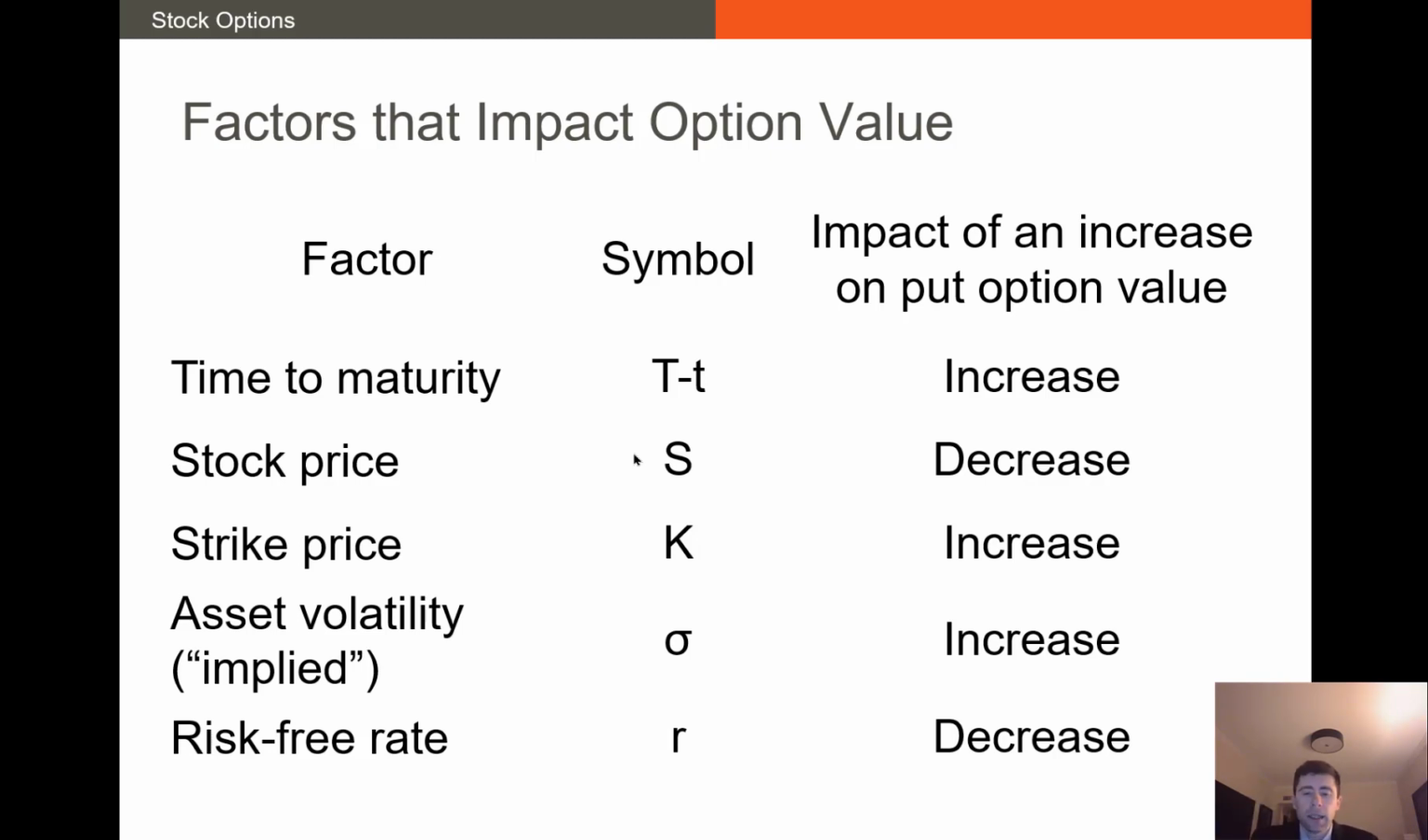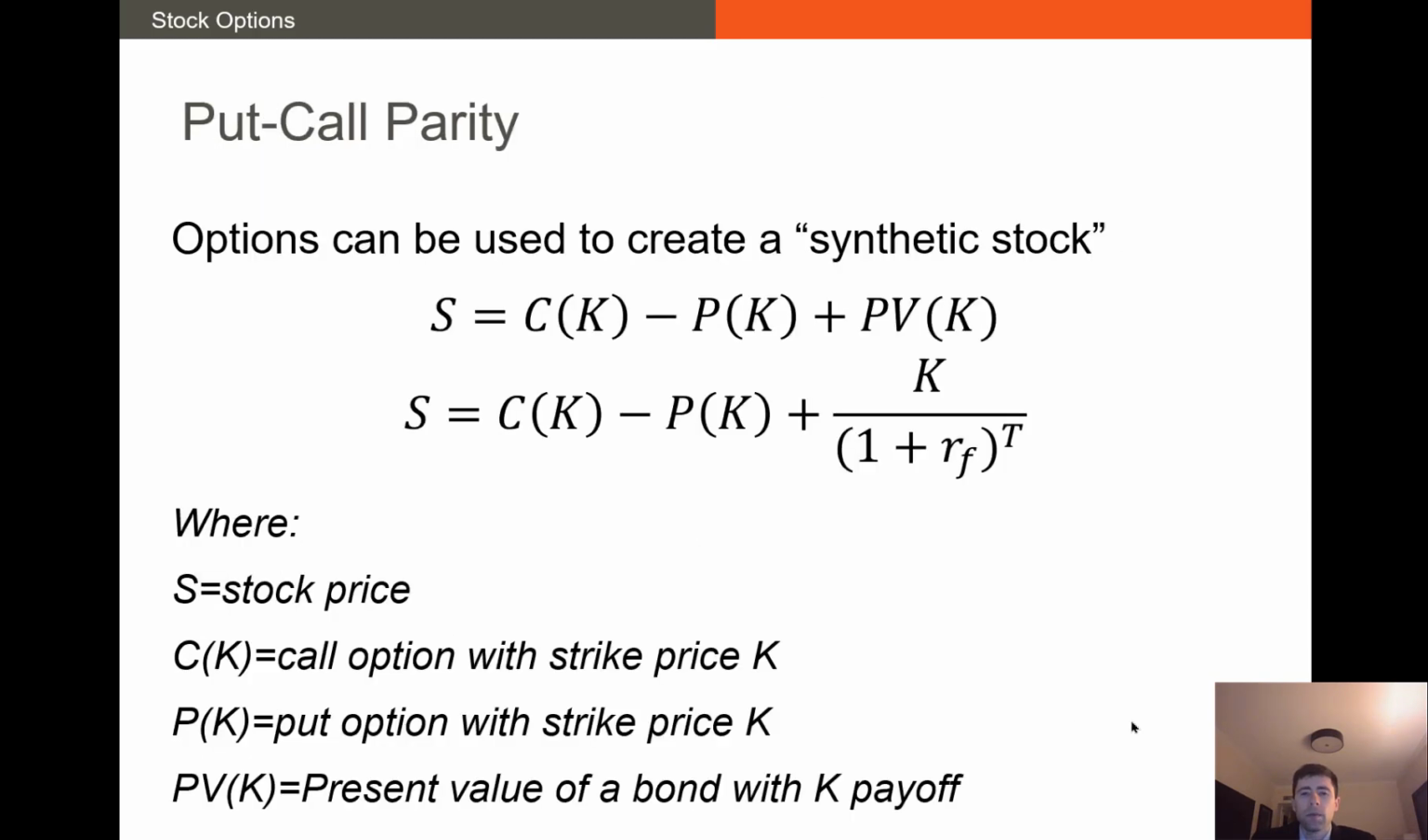Asset volatility, this is going to increase the amount that you would be in the money because it's increasing the volatility of the underlying asset. So higher volatility, therefore higher put option value. And then with a higher risk-free rate, generally we see lower put option values.